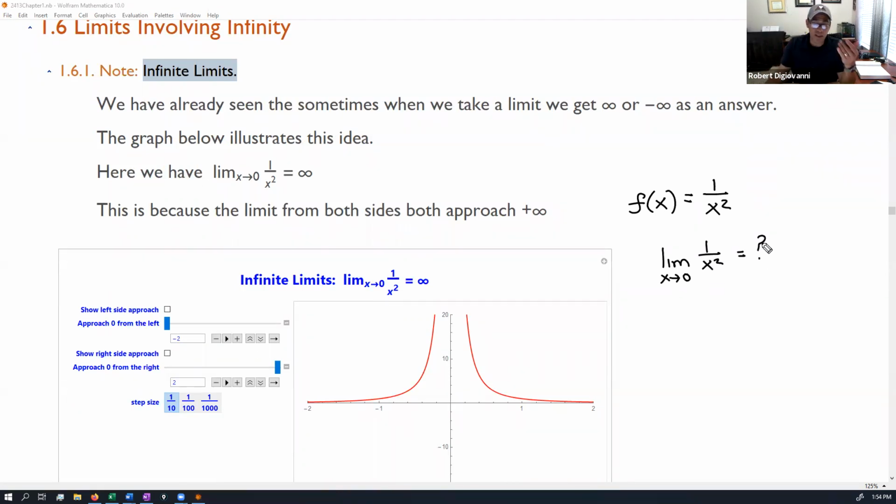Then if we look at the graph of this function, we can see that as we approach 0 on the x-axis, as we come in from the left, the function heads to infinity. As we come in from the right, the function heads to infinity. So from both sides, the function becomes infinitely big, and so our answer is infinity. So an infinite limit is a limit where your answer is infinity or negative infinity.